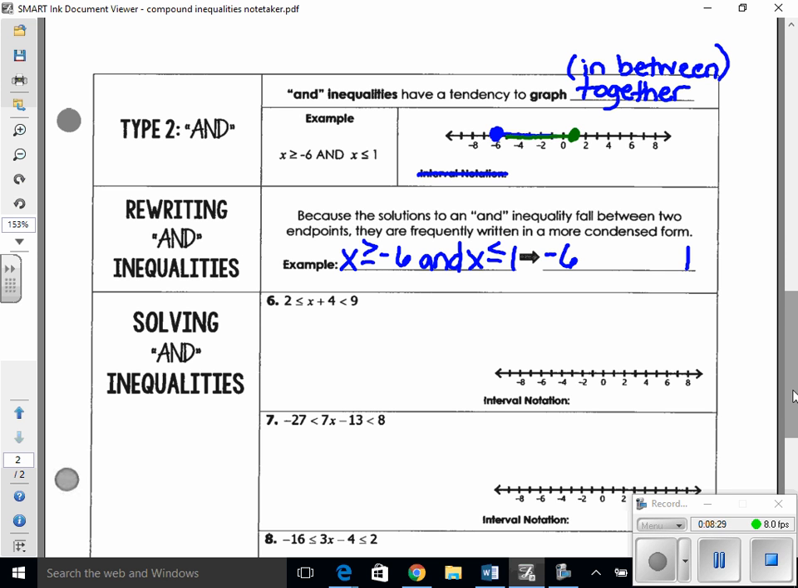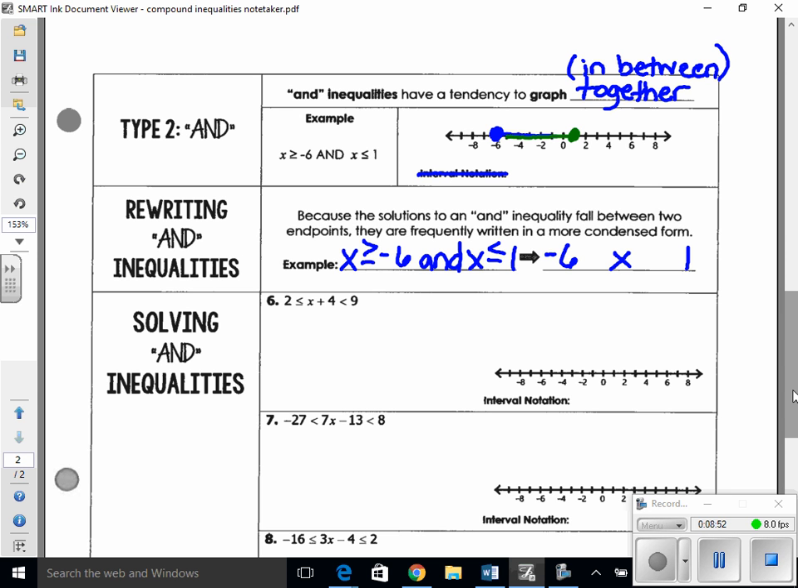And you always want to go from least to greatest. So -6 was my smallest number, I put it first. 1 was my largest number, I put it last. And then because you are shading in between those 2 dots, the letter x, or whatever variable you're using, always goes in between them. Right? So it's showing you in this inequality that you can never go beyond the -6 or the +1. You have to stay in between them.